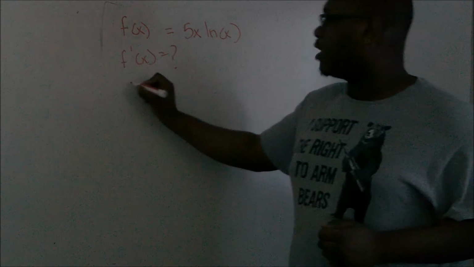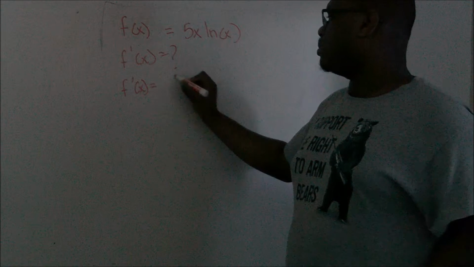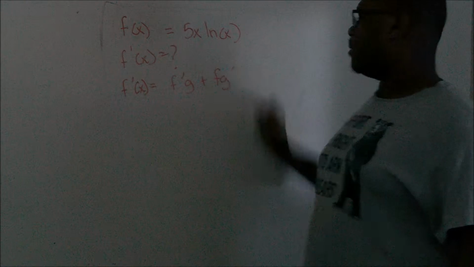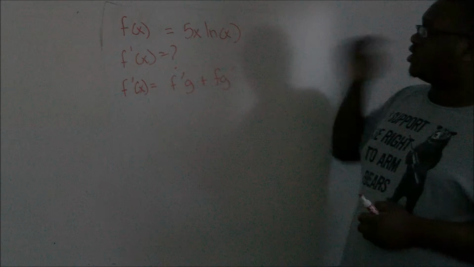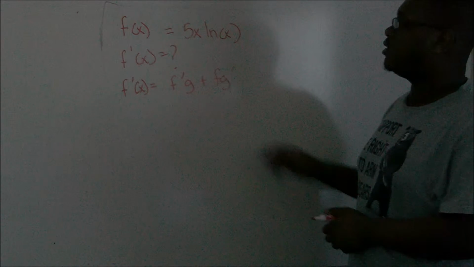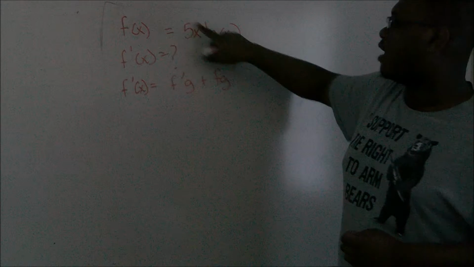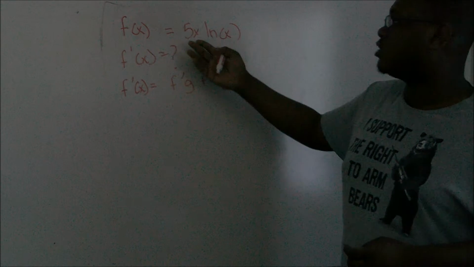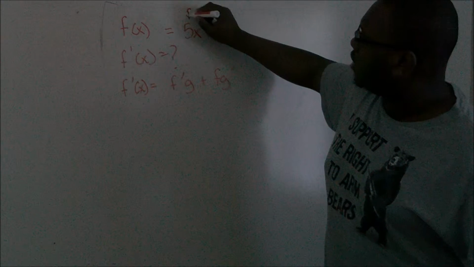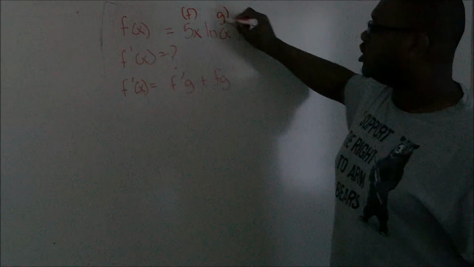So you write out, okay, I now have to use the product rule, and the product rule states that f prime of x is equal to f prime g plus f g prime. So we look at this function, and if we can find out what an f is and what a g is, then we can solve for this derivative. Usually you could choose any function you want. I always like to choose the first function I see as the f. So we label 5x as f, and we label natural log of x as g.